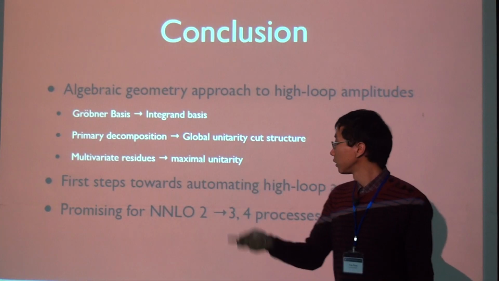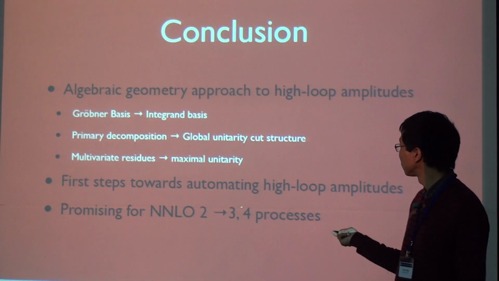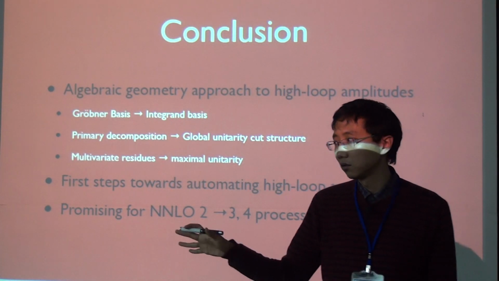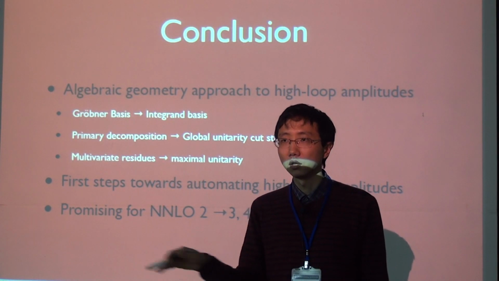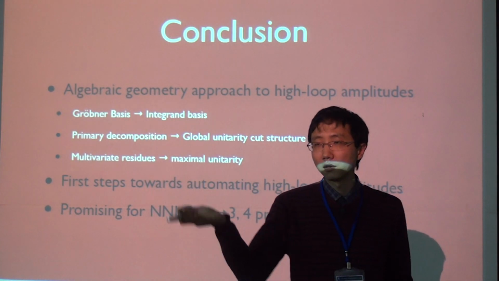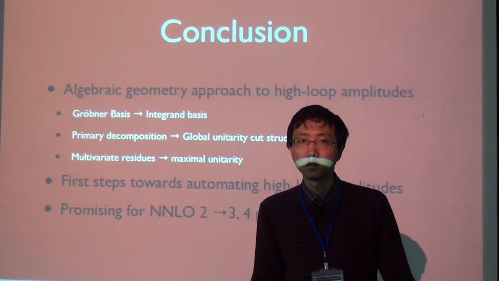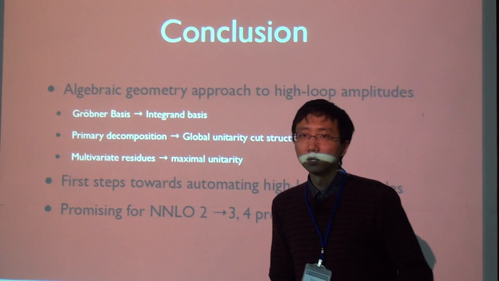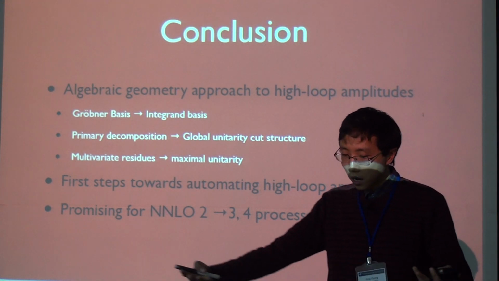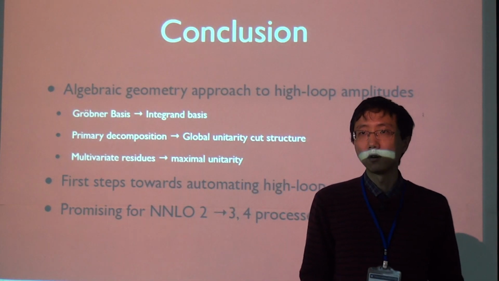And this work is just a first step towards automatic high-loop amplitude calculation, because right now we are using several different programs, Mathematica, FORM, all these kinds of things. Sometimes we use some very formal algebraic geometry calculation. Sometimes we use some kind of physical vertices calculation. So the goal in the future is to find one package to do everything together, combined in one package, just like people did for one loop.